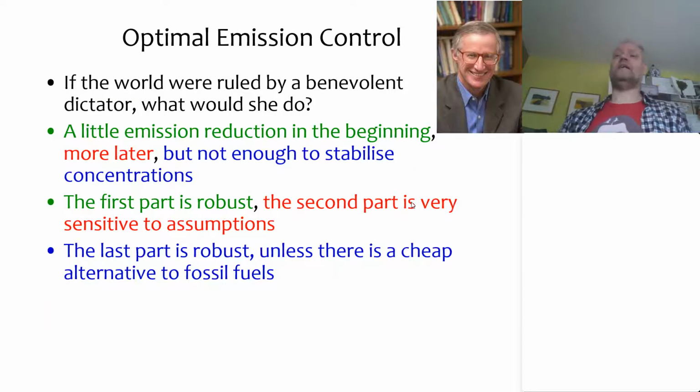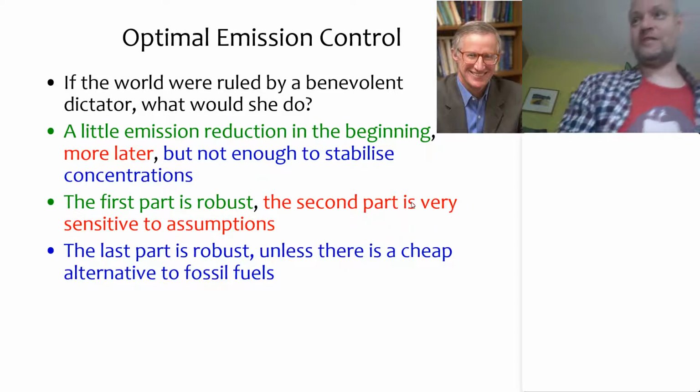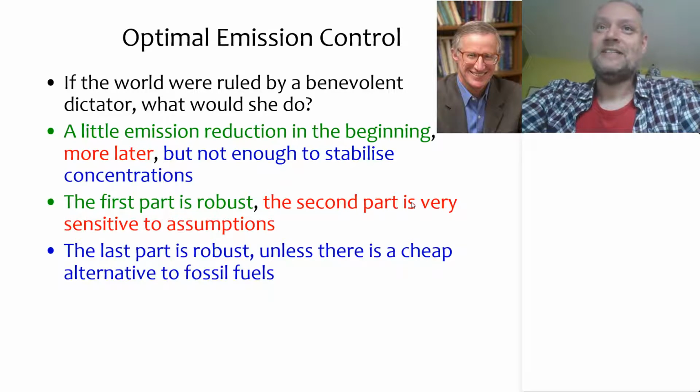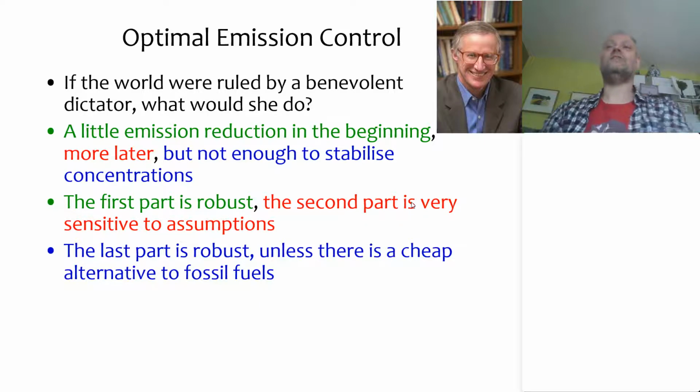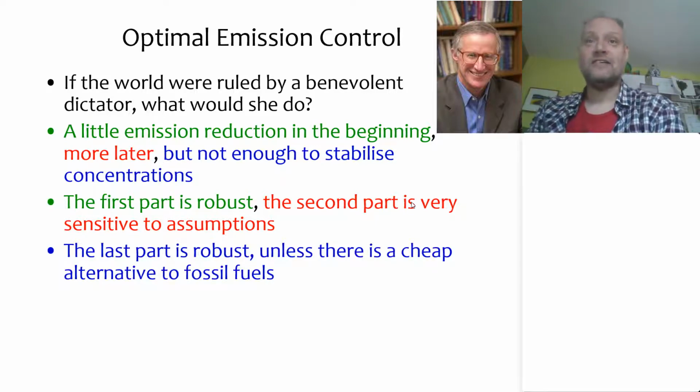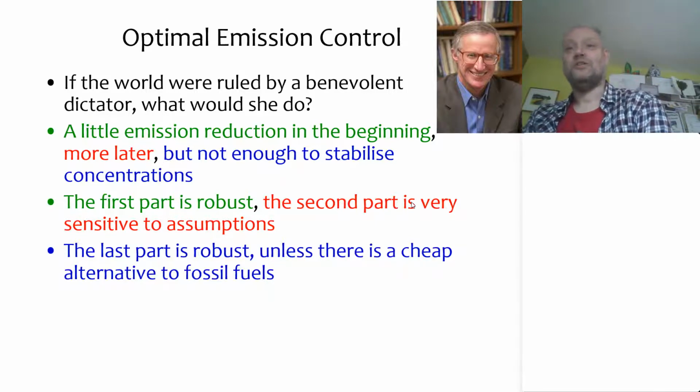So phrased differently, what did Nordhaus do? And here you see his picture of a slightly younger Nordhaus. I believe he's 78 at the moment. Nordhaus essentially asked the question, if the world were ruled by a benevolent dictator, a philosopher queen, what would she do? And the answer that Nordhaus gives comes in three parts, in green, red and blue. Nordhaus argues that we should do a little bit of emission reduction in the beginning, we should accelerate our efforts, but we should not do enough to stabilize concentrations.